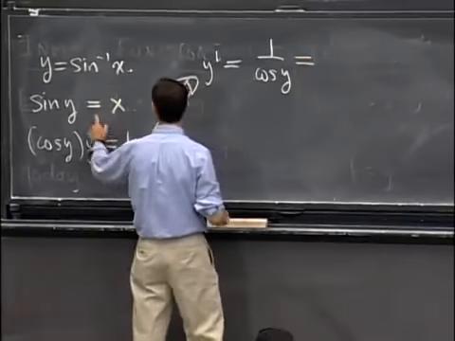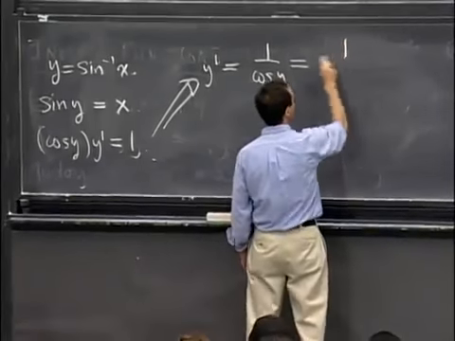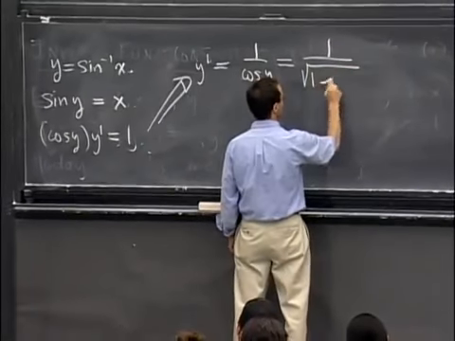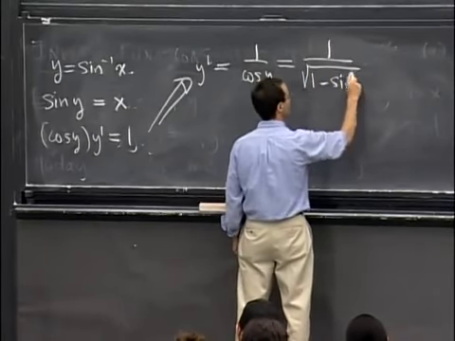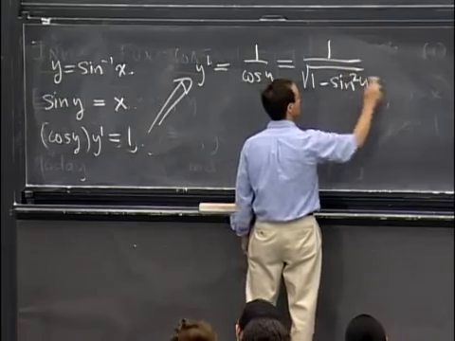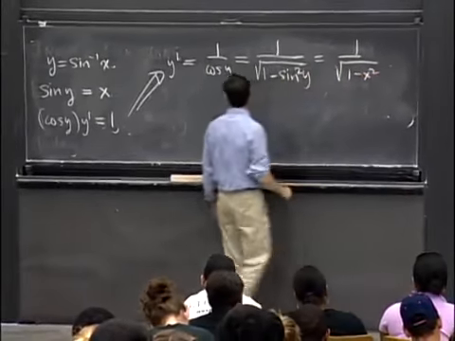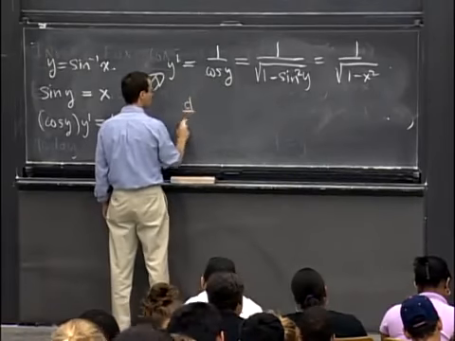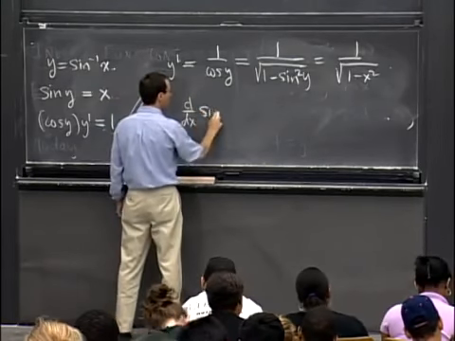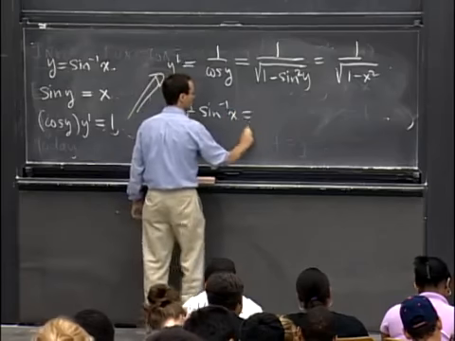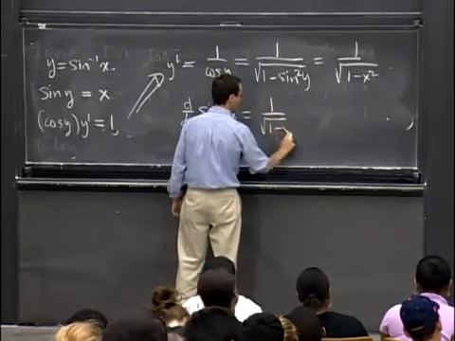And now to rewrite that in terms of x, I have to just recognize that this is the same as this, which is the same as 1 over the square root of 1 minus x squared. So all told, the derivative with respect to x of the arc sine function is 1 over the square root of 1 minus x squared.